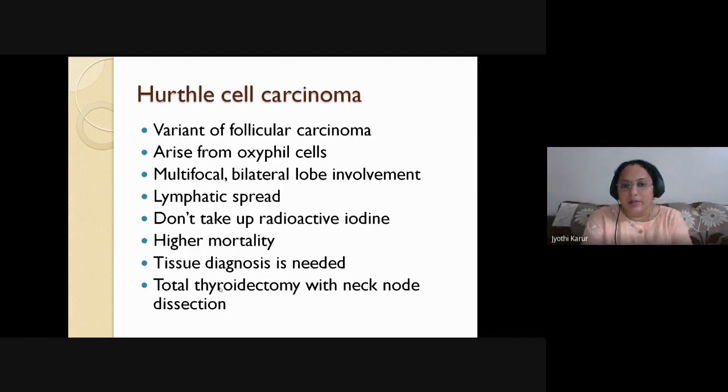Coming to another variant of follicular carcinoma called Hürthle cell carcinoma. There are different types of thyroid cells, but this arises from cells called oxyphil cells in the thyroid. It almost behaves like follicular carcinoma, but there are certain differences. What are the differences which make it different from follicular carcinoma? One is it is multifocal, whereas follicular carcinoma was unifocal. It involves both lobes, spreads by lymphatics, and doesn't take up radioactive iodine.